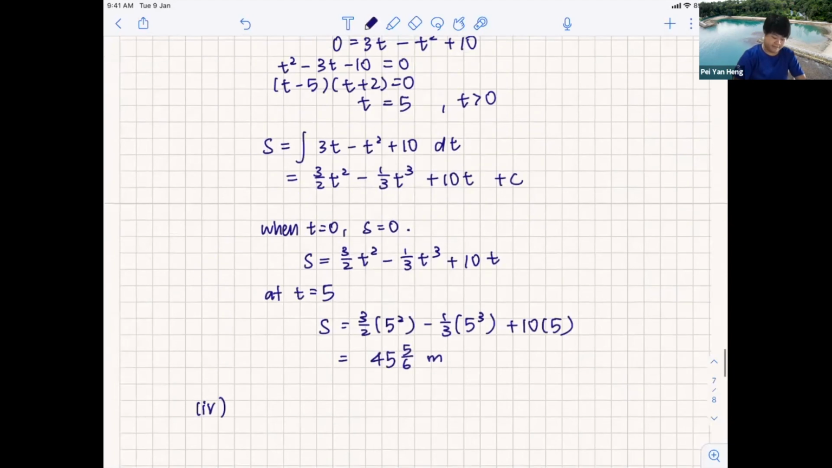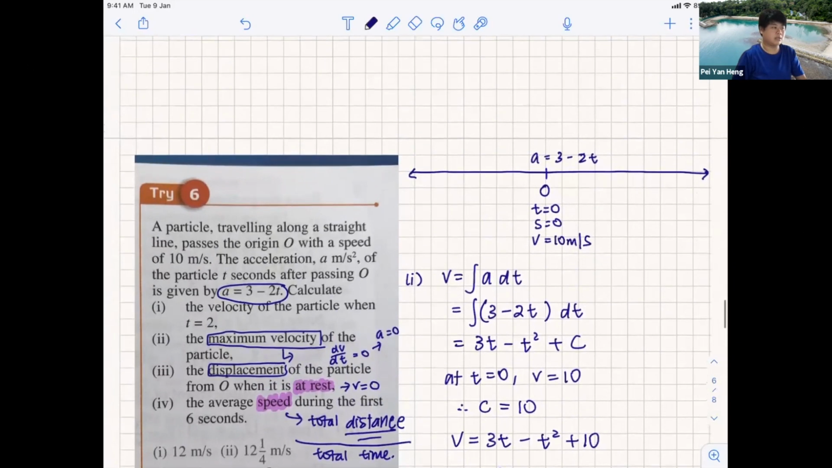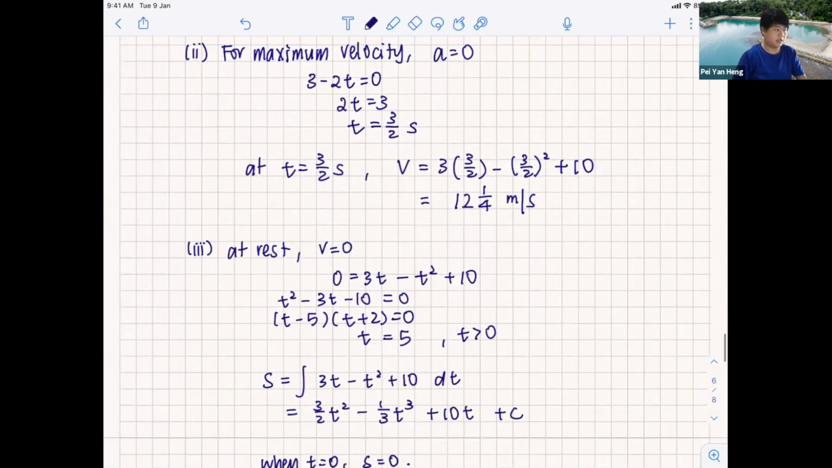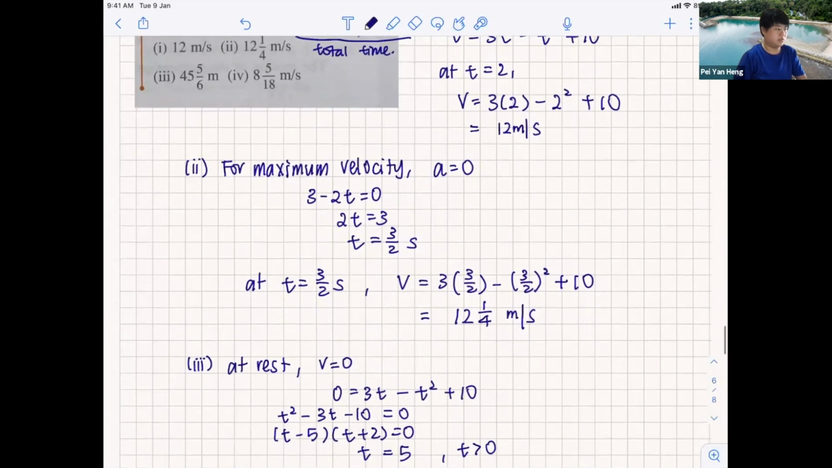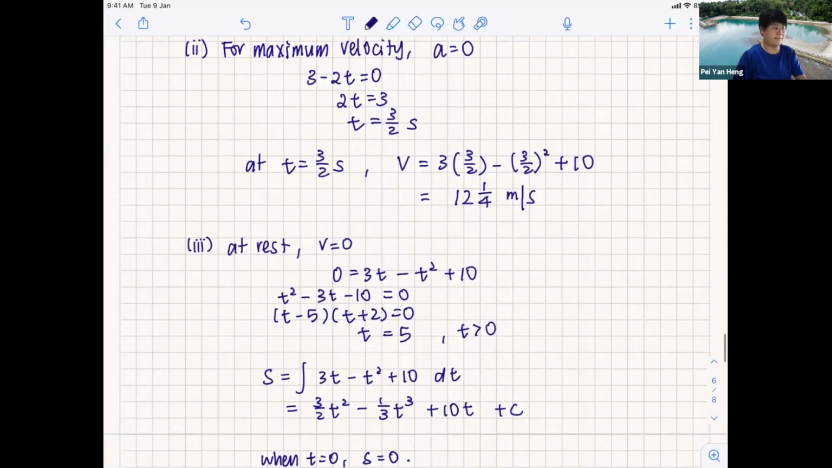And then part 4, calculate the average speed during the first 6 seconds. Please take note the keyword is speed. So we need total distance, then you divide by total time. Here we really need to understand what's going on. At 5 seconds it is at rest, so that means 5 seconds is really where it is turning.